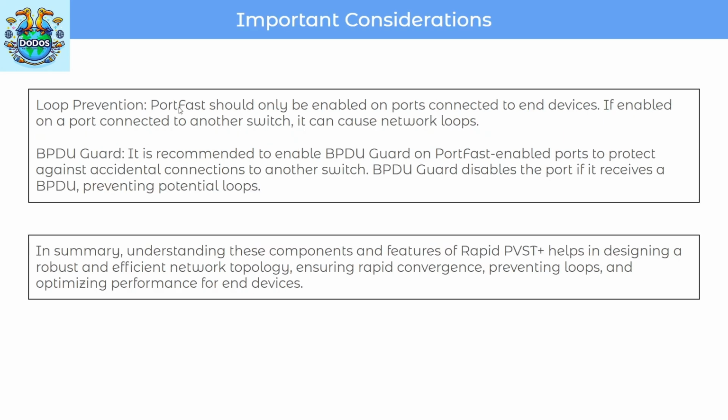Important considerations are loop prevention. PortFast should only be enabled on ports connected to end devices. If enabled on a port connected to another switch, it can cause network loops, which is why I don't recommend it on anything connected between switches, because network loops are bad. PortFast should only be enabled on ports connected to end devices. BPDU guard: it is recommended to enable BPDU guard on PortFast-enabled ports to protect against accidental connections to another switch. BPDU guard disables the port if it receives a BPDU, preventing potential loops.